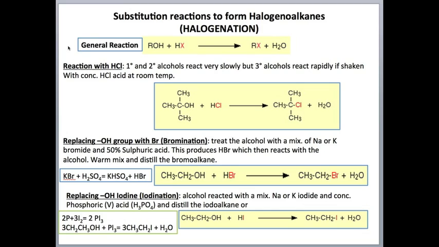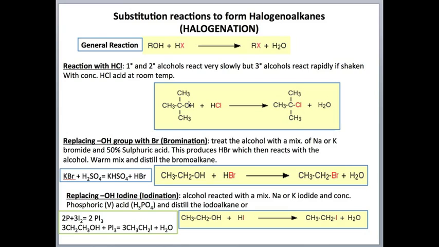So let's look first at the reaction with hydrogen chloride. Primary and secondary alcohols react very slowly with hydrogen chloride, so it's not very interesting. Tertiary alcohols react rapidly if you shake them with concentrated hydrochloric acid at room temperature, and this is what the reaction looks like. So here we have a tertiary alcohol reacting with hydrogen chloride, and we've highlighted the Cl in red to show where it's attaching.